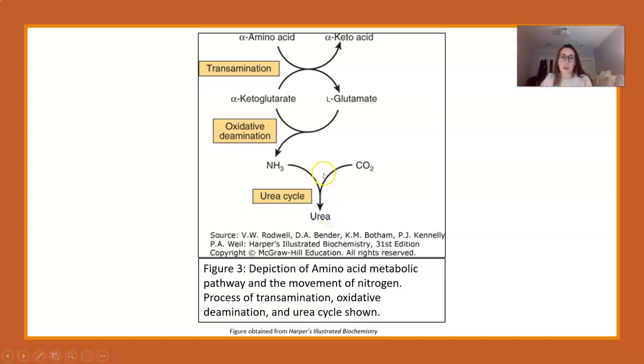So the first step of amino acid metabolism, again, is transamination, and this involves the enzymes aminotransferases, and they require the cofactor pyridoxal phosphate, which is vitamin B6, and those are just involved in moving the nitrogen between these compounds. So you move the nitrogen from the amino acid, in this case it would be alanine, to alpha-ketoglutarate, and that forms the alpha-keto acid, which is pyruvate, as well as glutamate.